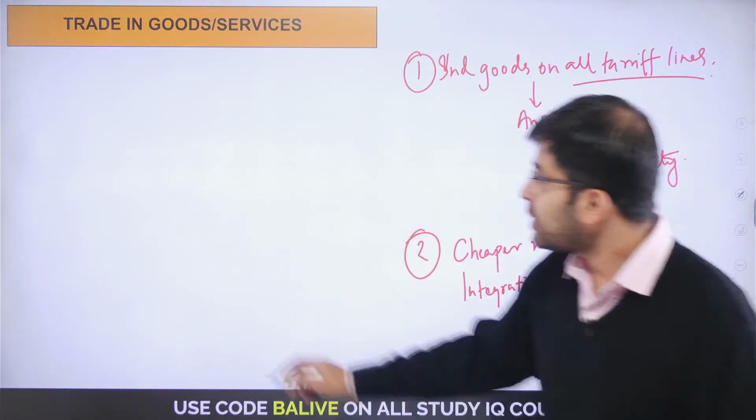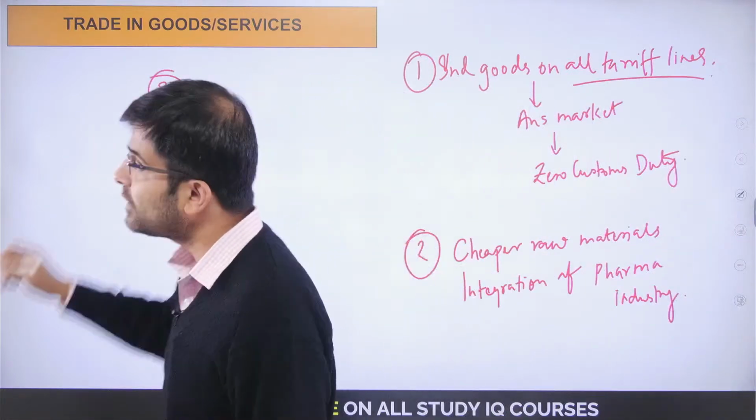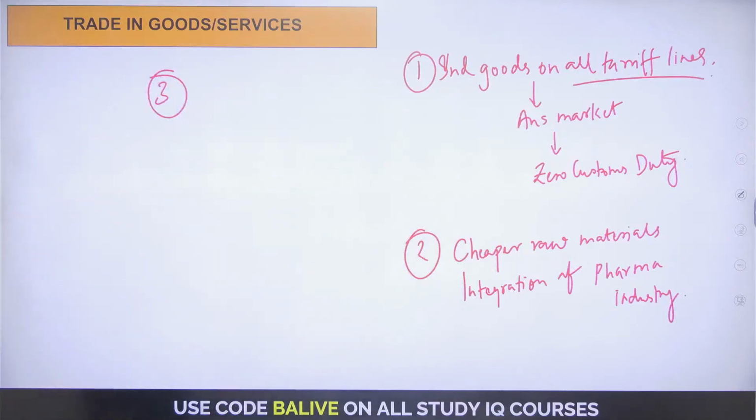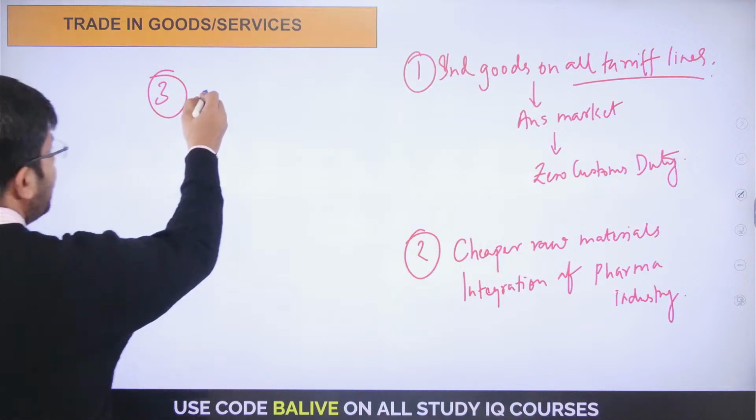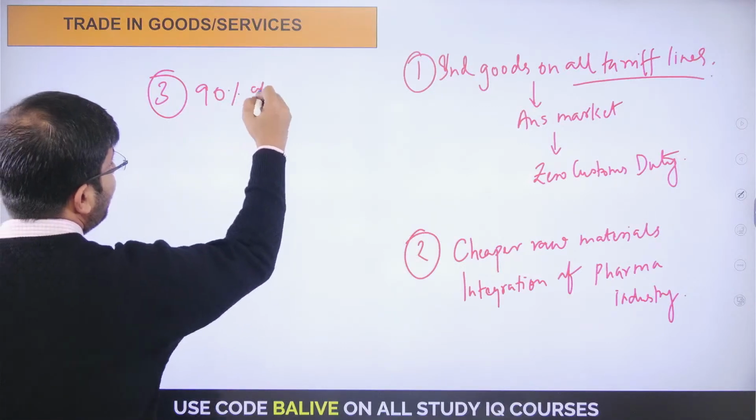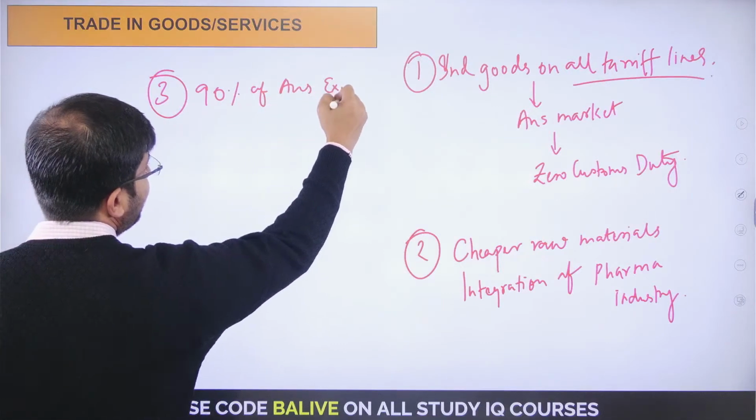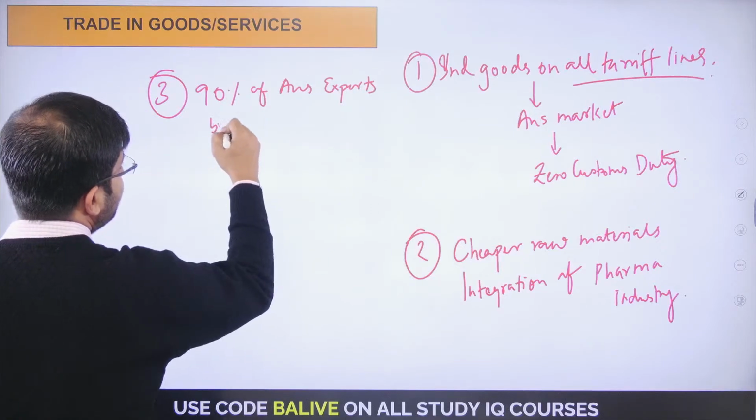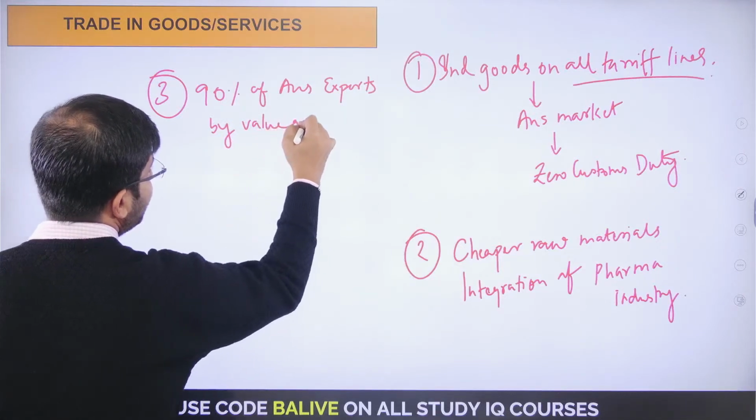Okay, how does Australia get anything then? What happens to Australia? What are they looking out for? Okay, so you find that around 90% of Australian exports by value also get zero duty access to the Indian market.